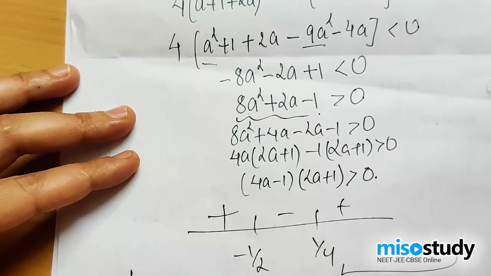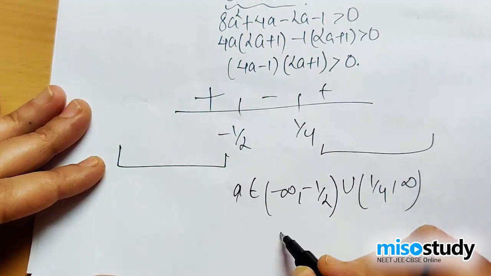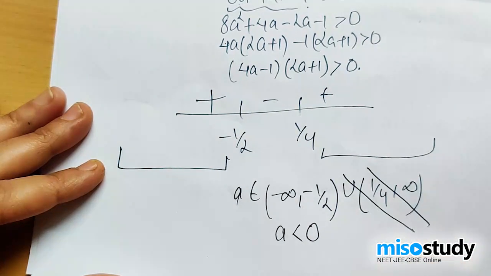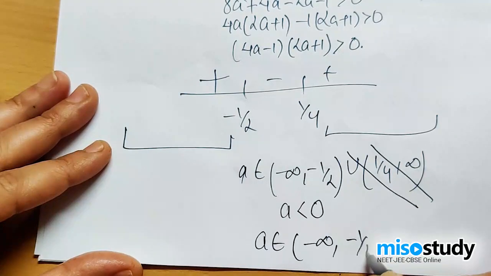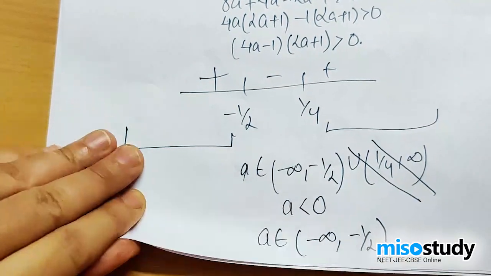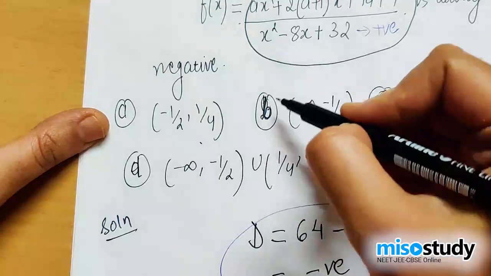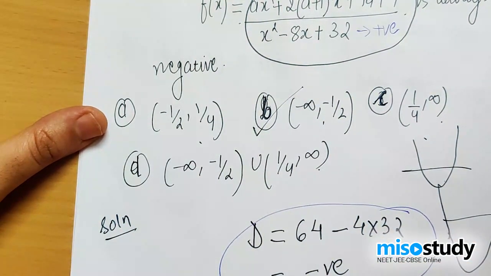So a belongs to minus infinity to minus half union 1 by 4 to infinity. But since we were also taking that a is less than 0, I may reject this and only take a belongs to minus infinity to minus half, which is the correct answer to this particular question. So let's look at the options. The correct answer would be not this, just this. I hope you're really clear with this.